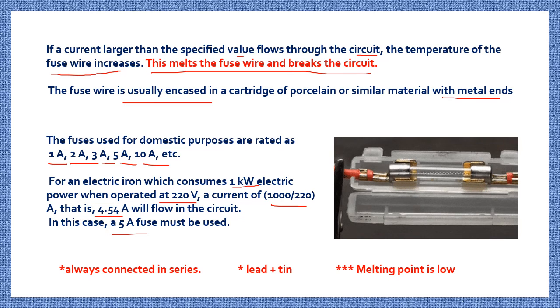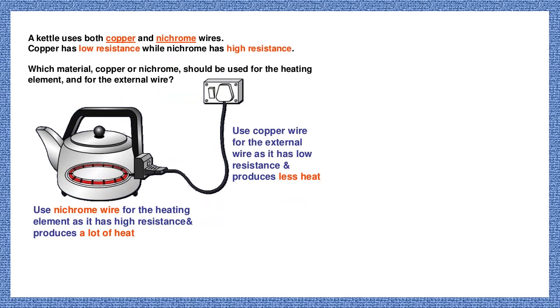Always remember three things about the fuse. The fuse is always connected in series. Fuse is made up of the alloy that is made up of lead and tin, and the melting point of the fuse is low. Okay, here is another example.